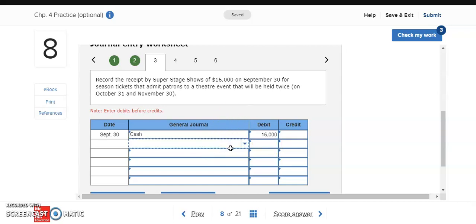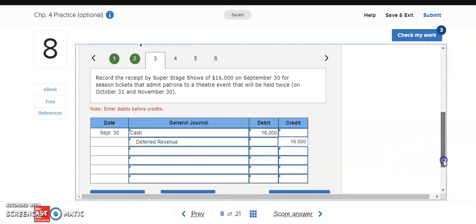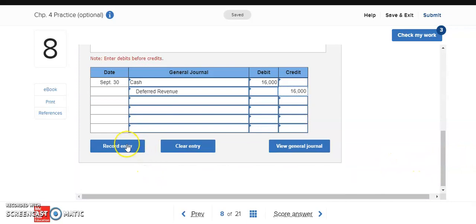However, we have not held the shows yet. We can't record any revenue. We have not completed the performance obligation. We have not delivered the shows. So we need to delay or defer recording the revenue. So we will call this deferred revenue. Deferred revenue is not actually a revenue. It's a liability. It means we owe our customers the shows. We have an obligation to deliver them. So we'll debit cash and credit deferred revenue for $16,000 on September 30th when we receive the money.